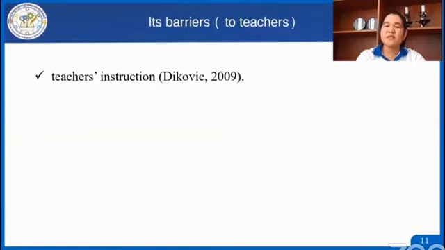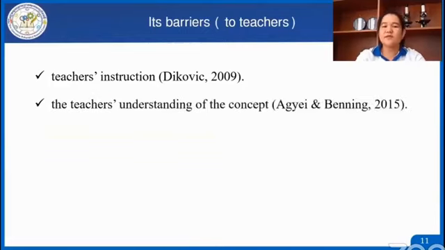Because in the GeoGebra platform, when we want a student to do something, it needs steps. Doing first and second or next. If the student just reverses it or switches from one step to the third step, for example, it will be a problem. So the teacher needs to be more careful with the instruction. Another point for the barrier is the teacher's understanding of the concept.